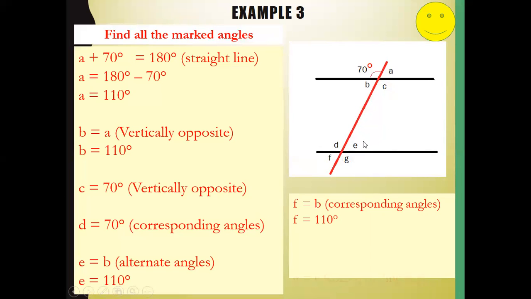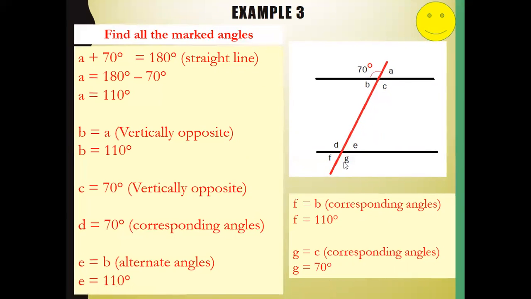Then the last one is G, and I decided to go with G is corresponding to C. Okay, G is corresponding to C, because they're at the exact position on the two parallel lines. So G is equal to C. That means G is 70 degrees. You could also go with G is vertically opposite D, right? G is vertically opposite D, which would also give you 70 as well.